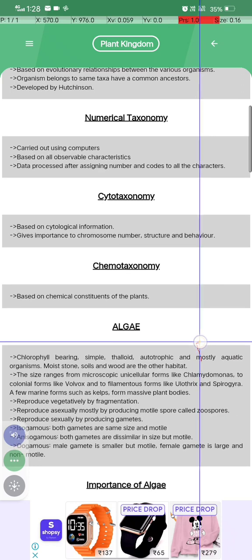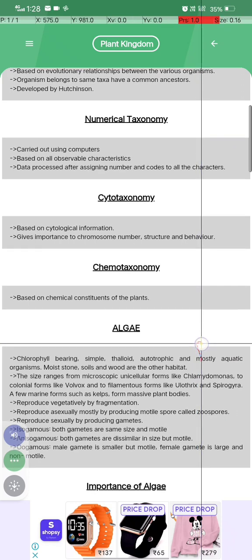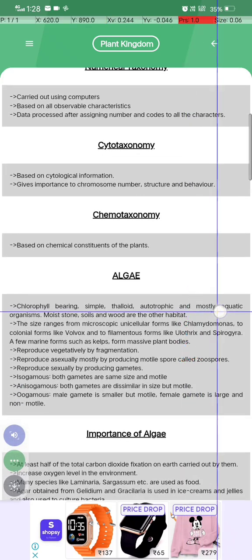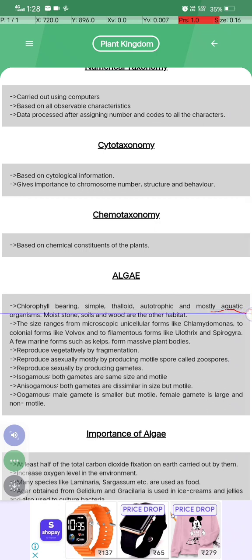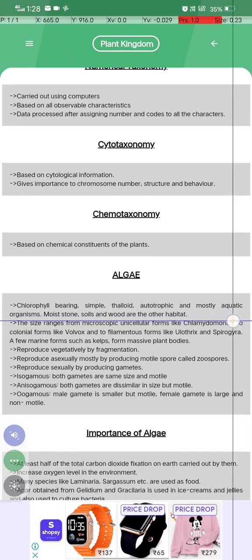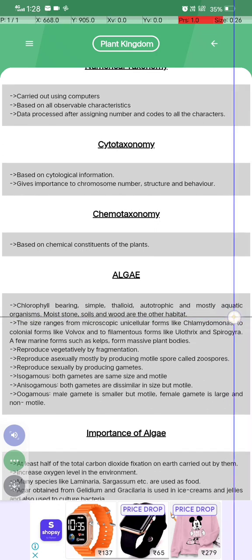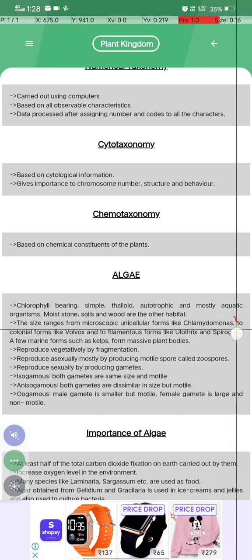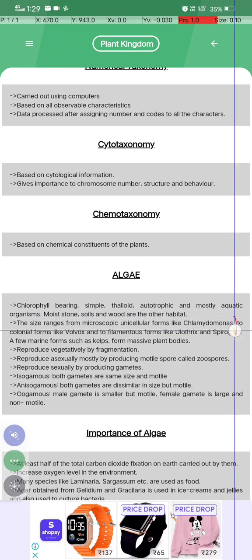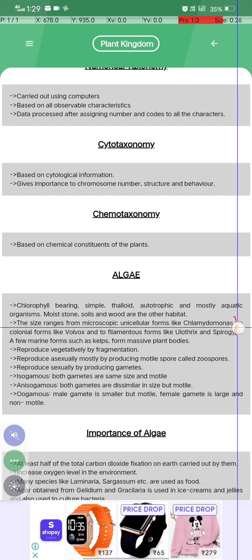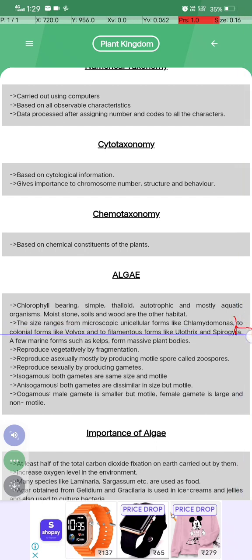अब आता है एल्गी के बारे में. Algae are chlorophyll-bearing, simple, thalloid, autotrophic and mostly aquatic organisms. Moist stone, soil and wood are the other habitats. The size ranges from microscopic unicellular forms like Chlamydomonas, to colonial forms like Volvox, to filamentous forms like Ulothrix and Spirogyra.